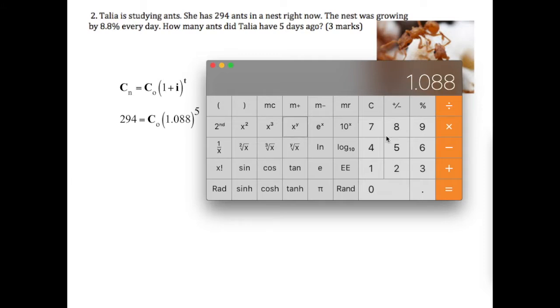1.088 to the power of 5 is 1.52455984499. It goes on forever. We're going to write 1.52. We're using that as a placeholder. We're going to keep this number in the calculator. This is the number we're going to use for our calculation.